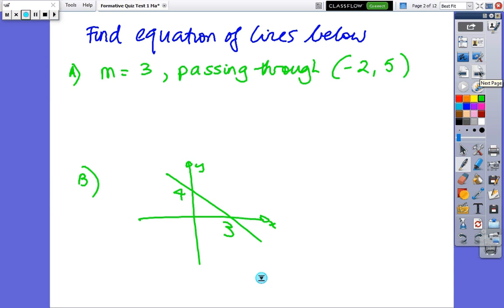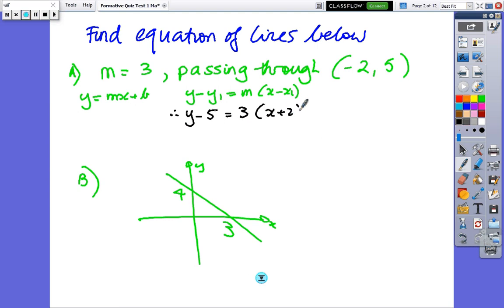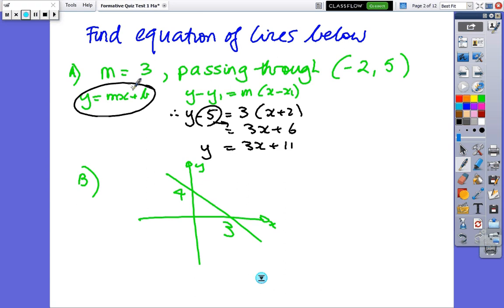Okay, so we're looking at equations of lines. So again, just have a go yourself, and when you're ready, come back live. Okay, so you're back. So you've got two approaches. You can do y equals mx plus b, or you can use y minus y1 equals m times x minus x1. So whatever you've been using, I'm going to do the y minus y1. So we've got y minus 5 equals 3 bracket x plus 2, equals 3x plus 6. So the minus 5 comes across. You get 3x plus 11. So you get the same answer if you do that.